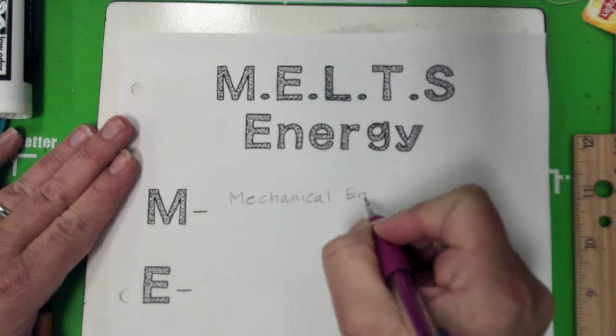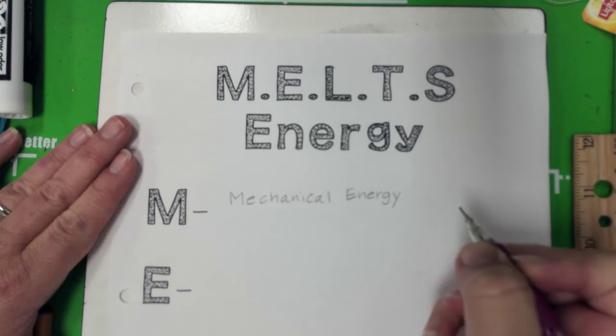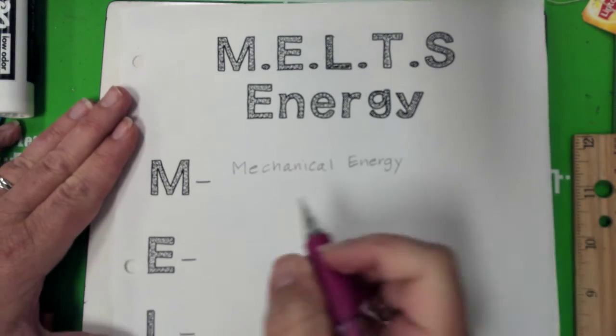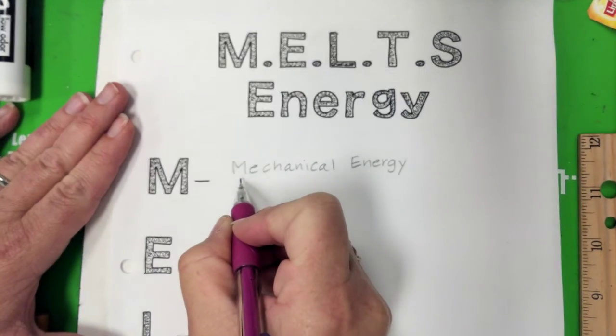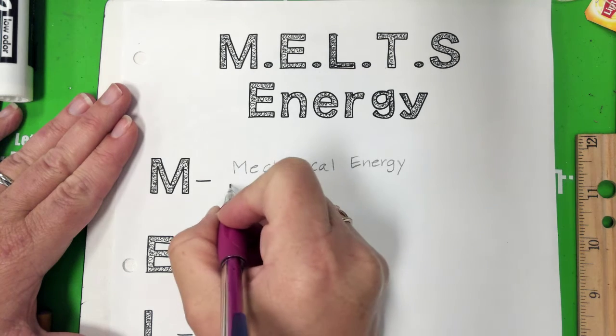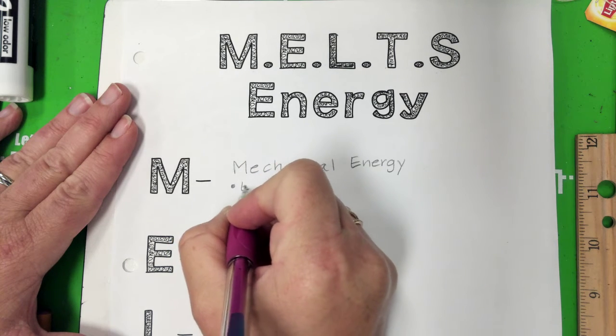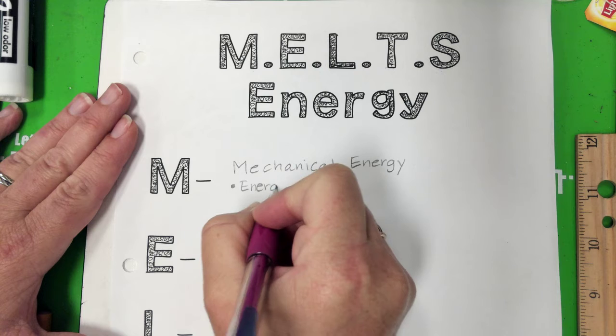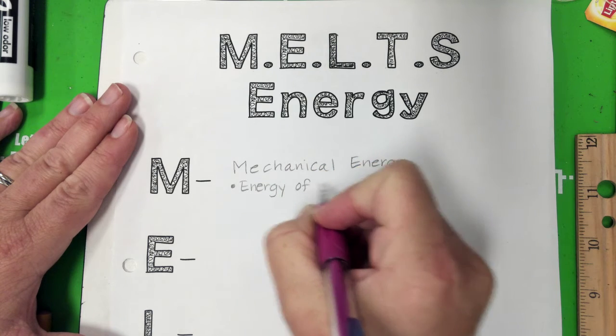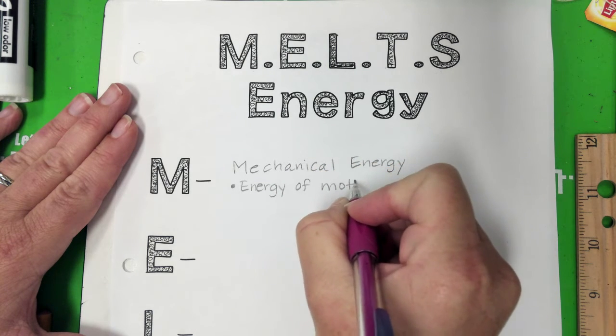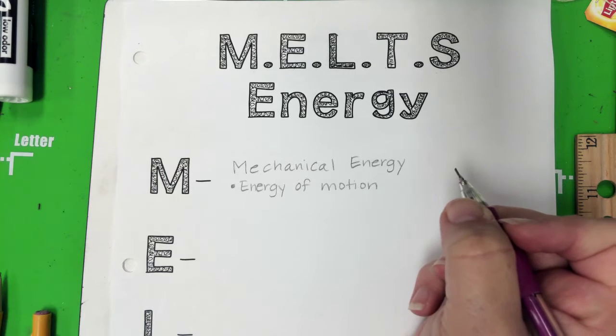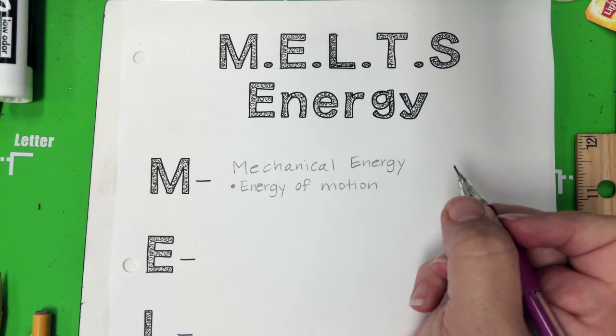Whatever I write, you need to be writing. Okay? So the M in MELTS is going to stand for mechanical energy. Mechanical energy is simply the energy of motion. It's the energy of motion.